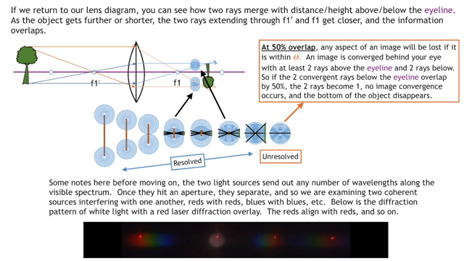And then just some notes here before moving on. The two light sources send out any number of wavelengths along the visible spectrum. Keep that in mind. Once they hit an aperture, they separate, and so we are examining two coherent sources interfering with one another: the reds interfering with the reds, the blues with the blues, etc. Below is the diffraction pattern of white light with a red laser diffraction overlay. The red is lining up along the red of the white light diffraction, and so on.